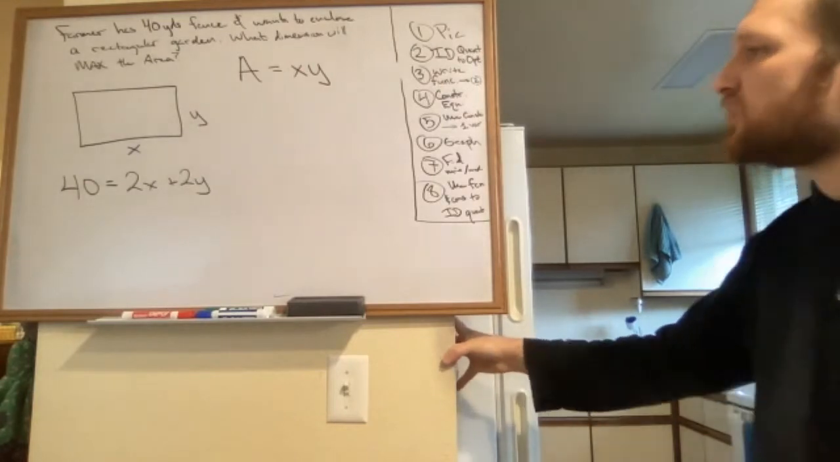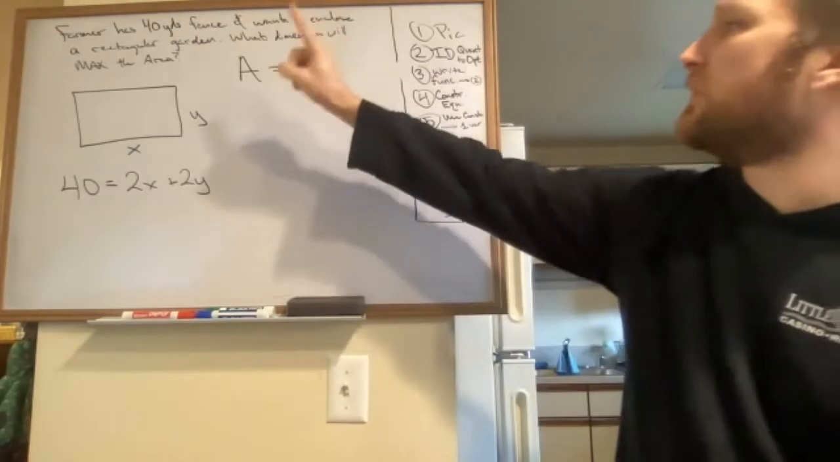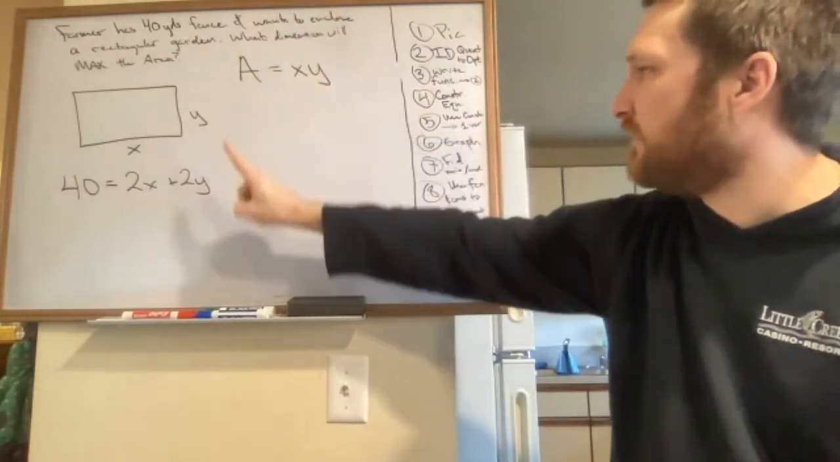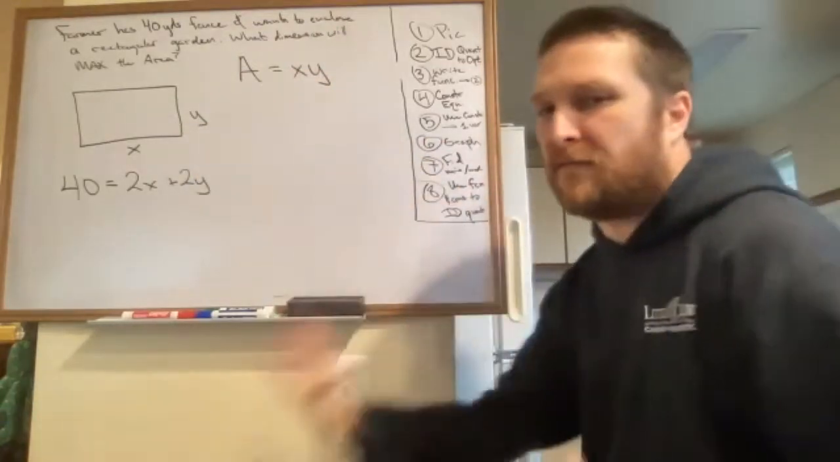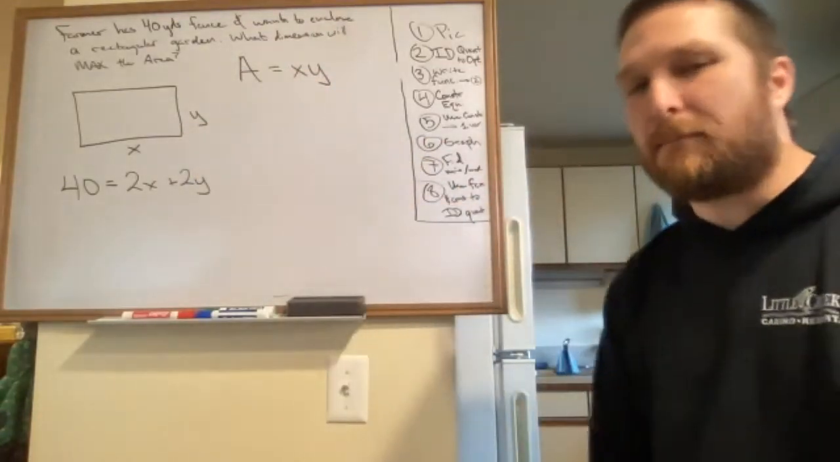Okay, so use your constraint to turn your function of 2 variables into a function of 1 variable. In other words, solve this bad boy for one of the variables. Which one do you want to get by itself?